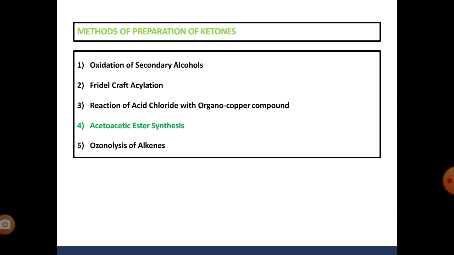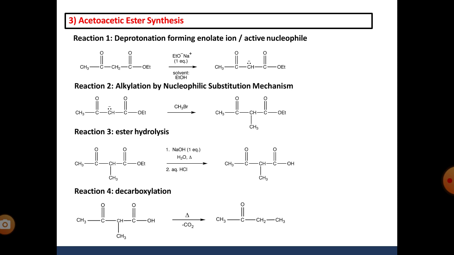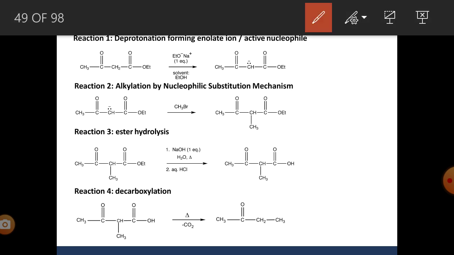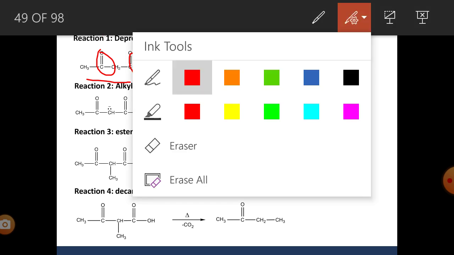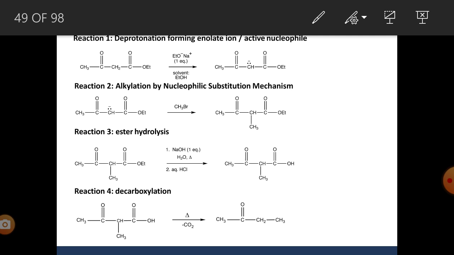Now in the next step, we'll see that a ketone can be synthesized from acetoacetic ester. The first starting material is acetoacetic ester, which has two carbonyl groups. It has one ester group, one ketone group and a methylene bridge. So first there is the role of base. Sodium ethoxide in the presence of ethanol acts as a base. This methylene bridge is a reactive species.